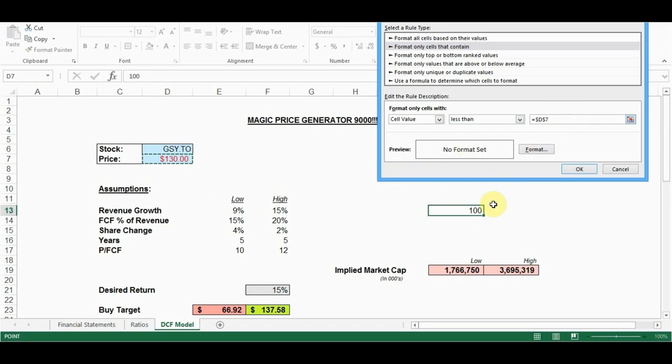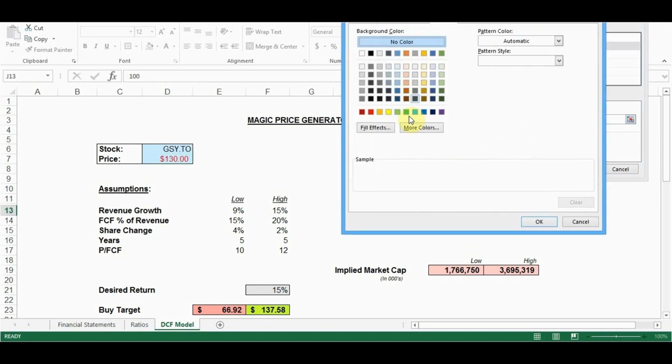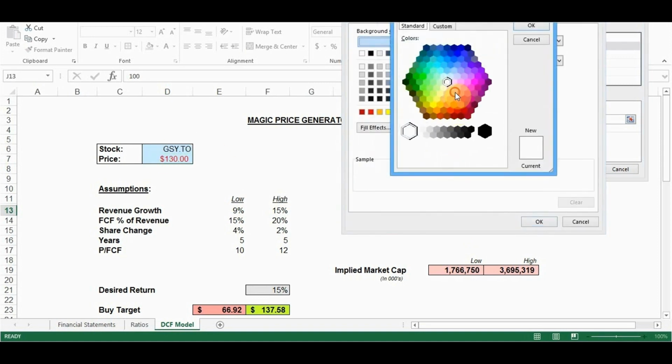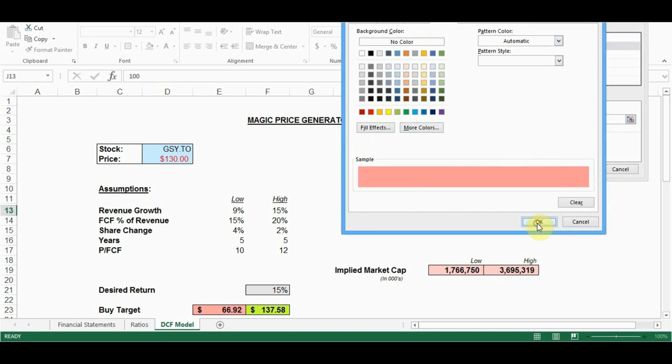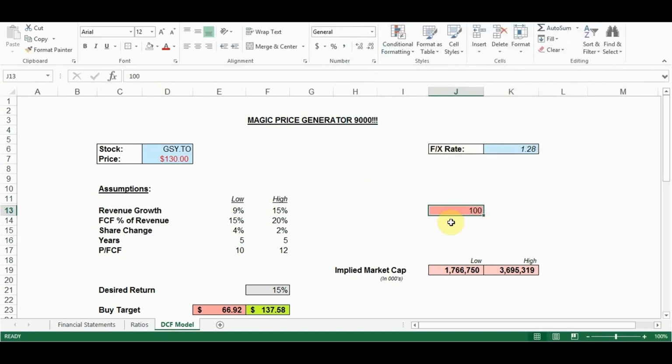So basically, if this is less than this, we're going to click format and we're going to make it red. We're going to go there. There you go. And now it's less than that, so it's red. If it's more, we'll do it to 300. It's green. So cool little thing there. We'll get rid of that though. But yeah, this is basically the model.